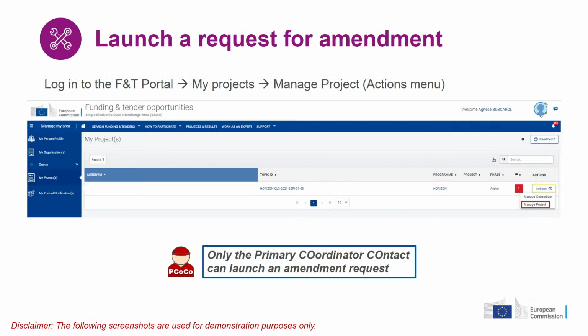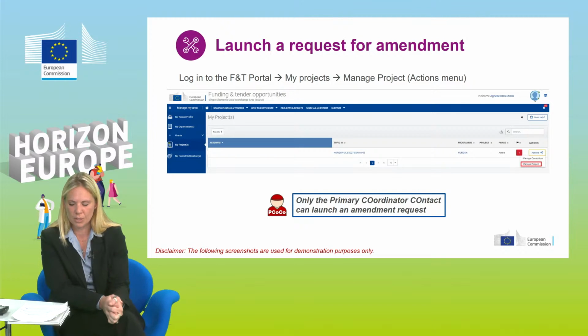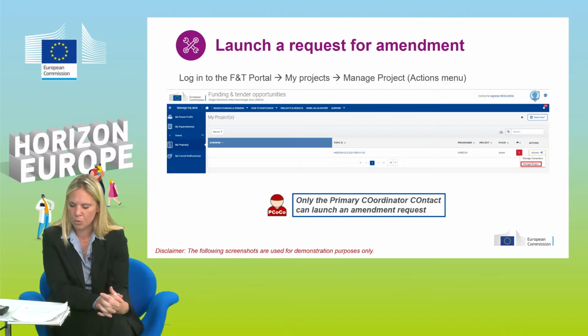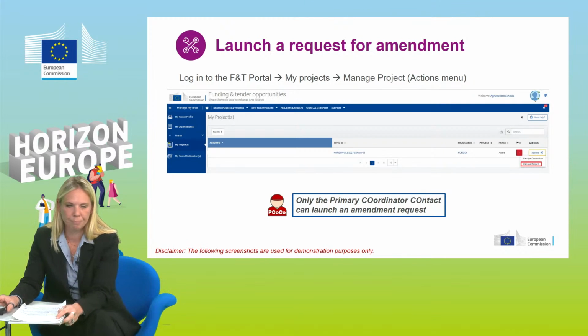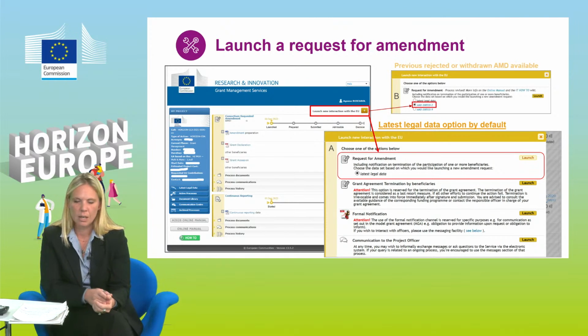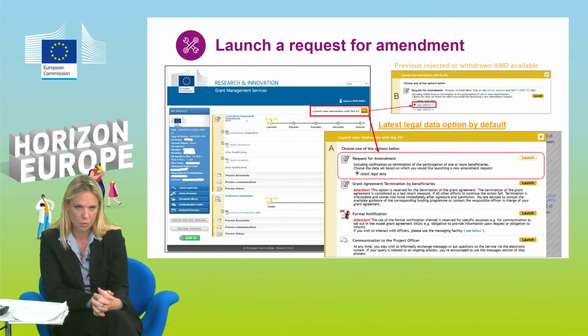You are the coordinator, so you log in to the funding and tender portal. You select from the list of your projects the relevant one, the one you would like to amend, by clicking on Manage Project in the Action menu. You are redirected to the usual screen showing all the active processes for that selected project.